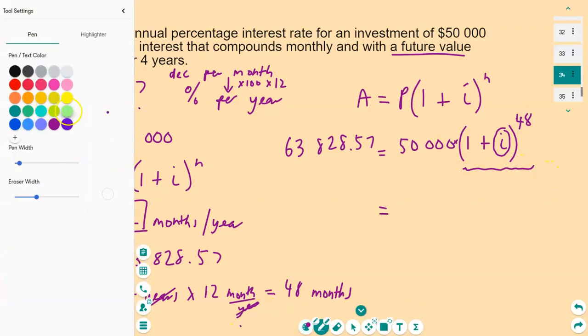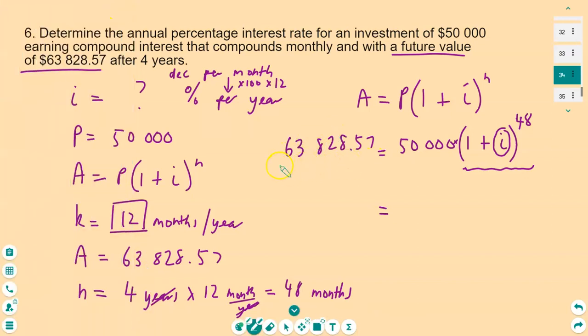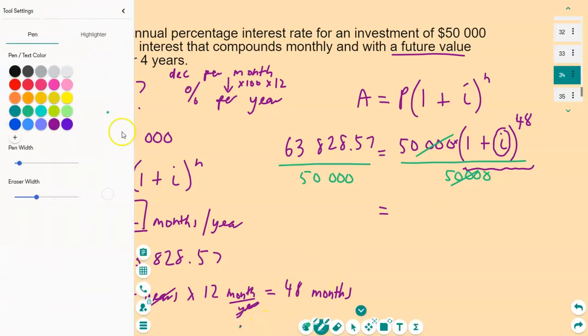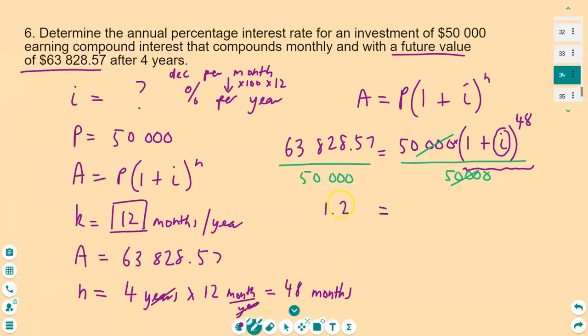We're going to divide both sides by that 50,000. It's going to cancel. Let's do that side in our calculator. $63,828.57 divide 50,000 is 1.27. That leaves us with that, which looks slightly better. Still a bit weird though.